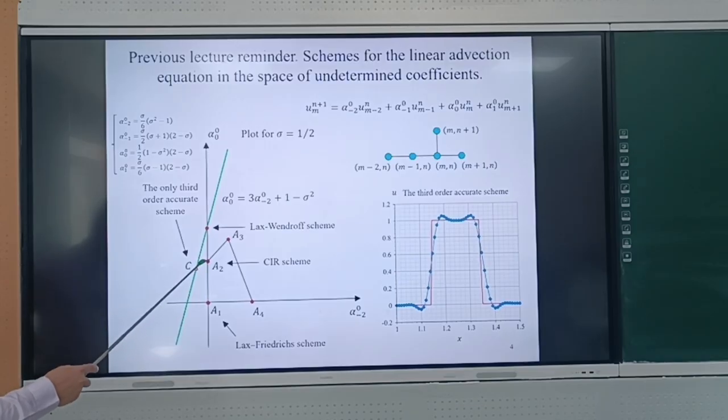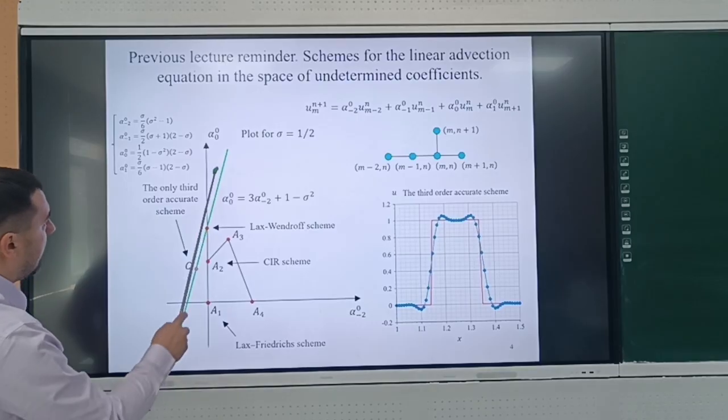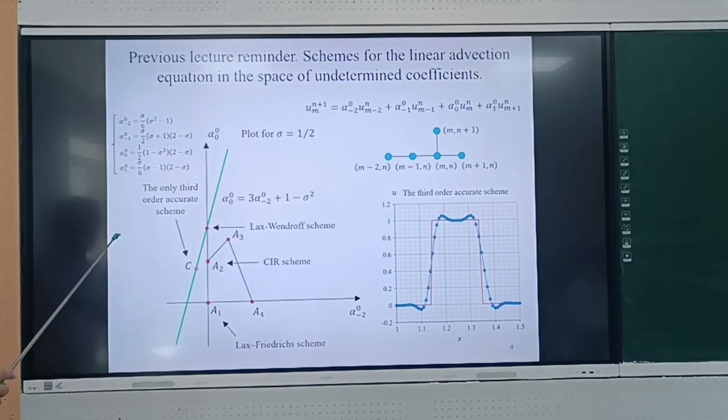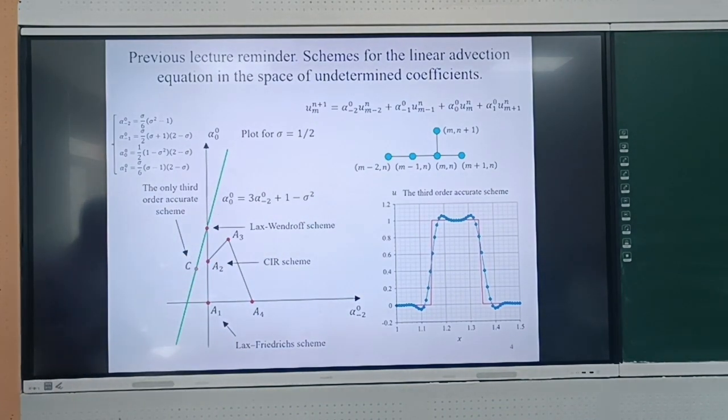So this scheme A2 is the Courant-Isaacson-Rees numerical scheme, and this point is the Friedrichs scheme. The green line is the set of second order schemes, and for this stencil, it's possible to build only one numerical scheme with the third order of accuracy. These coefficients define this numerical scheme. And A1 is the Lax-Friedrichs scheme.